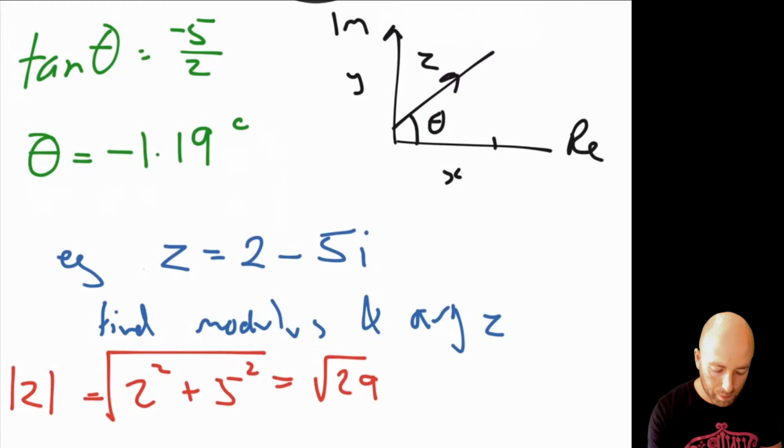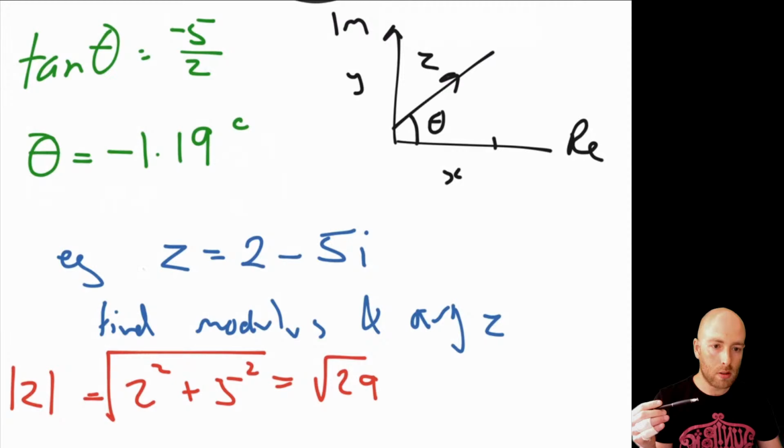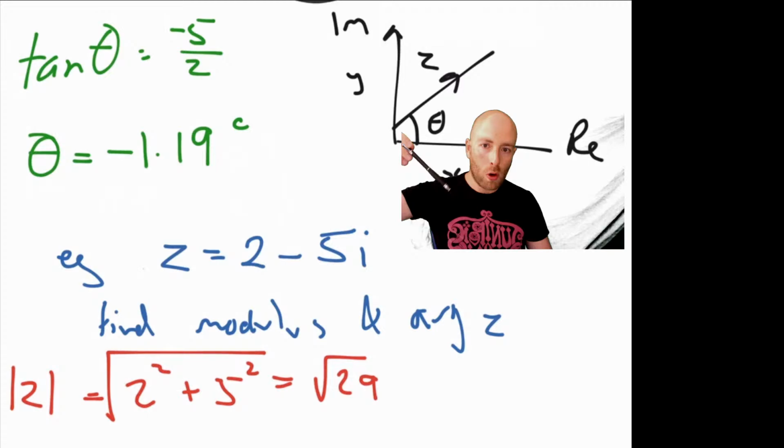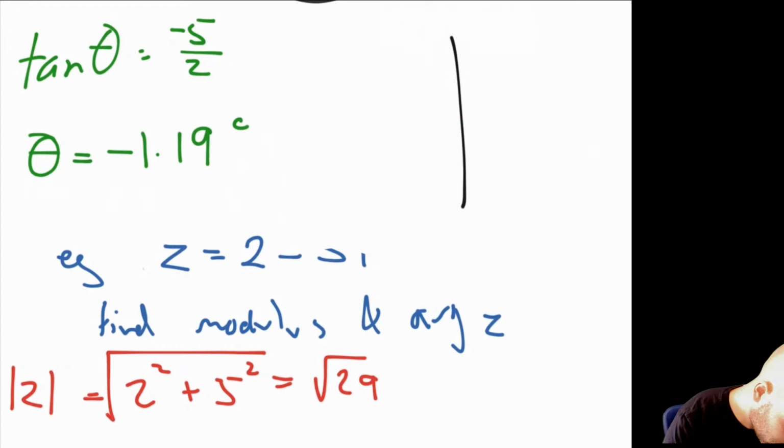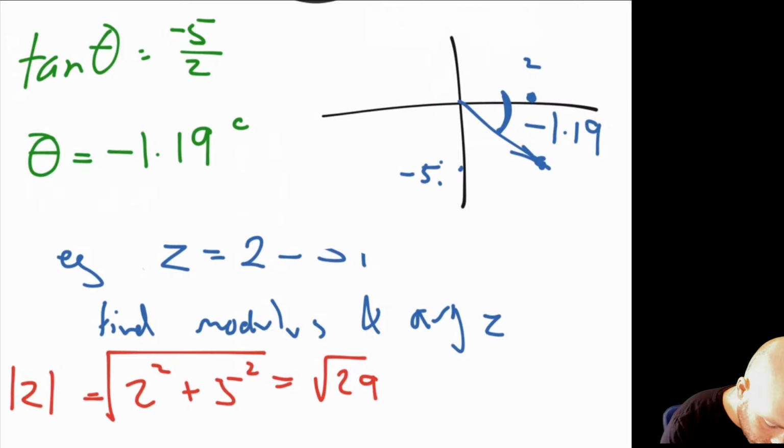So what that means is, instead of the argument being measured from x upwards, it's going to be 1.19 down. And that makes sense, because if you sketch where this one is, it is 2 minus 5i. So 2 in the real, minus 5i there. It's down here, so we expect the angle to be negative, minus 1.19. Although we would kind of just write it where it is and call that negative angle.